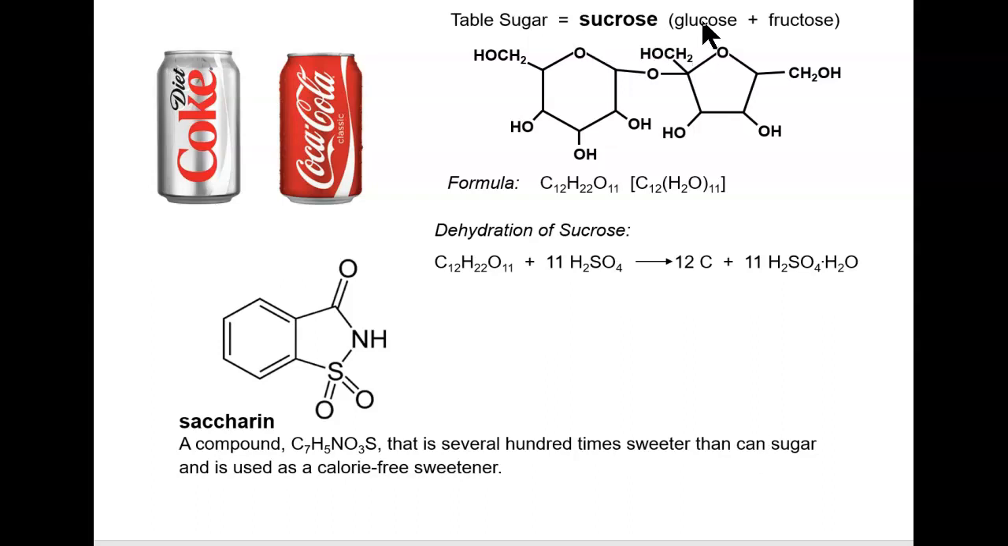Table sugar, sucrose, is made of two molecules, one glucose, one fructose. They have the same formula, just a slightly different arrangement, and you can see that here. So you dehydrate this, you take out the H2O, and you get, by putting it with sulfuric acid, this new molecule, and it's called saccharin. This is a compound that is several hundred times sweeter than cane sugar, and it's used as a calorie-free sweetener. This is an application of knowledge that we've learned about sugar and the chemical formula.